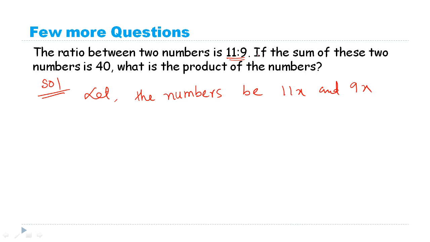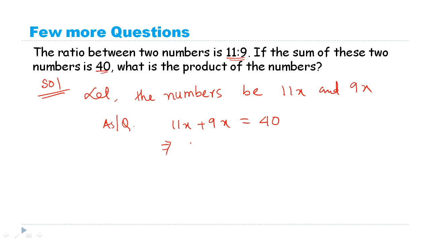Okay, in the question you can see that the sum of these two numbers is 40. So as per the question, what we can write is that the sum of these two numbers, 11x plus 9x, will become 40. Yes or no? So can we solve this out? Because it's a simple linear equation only.